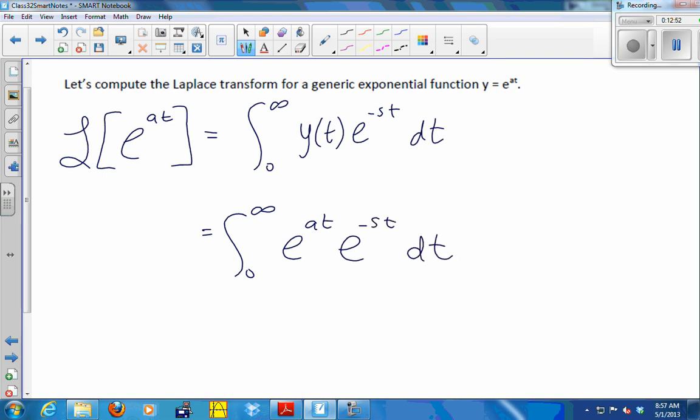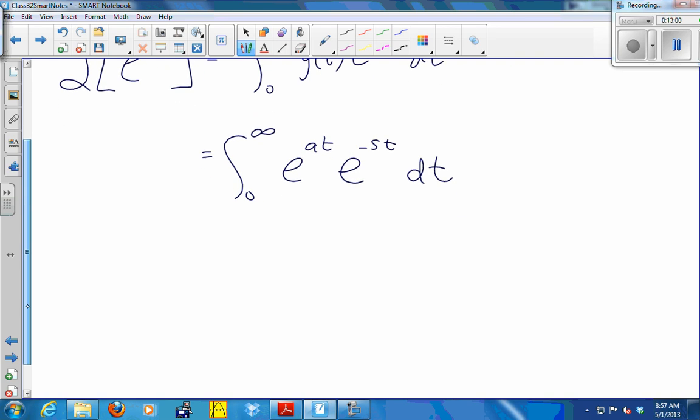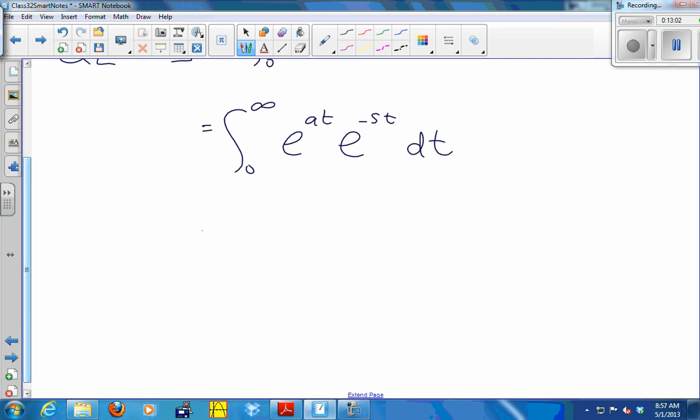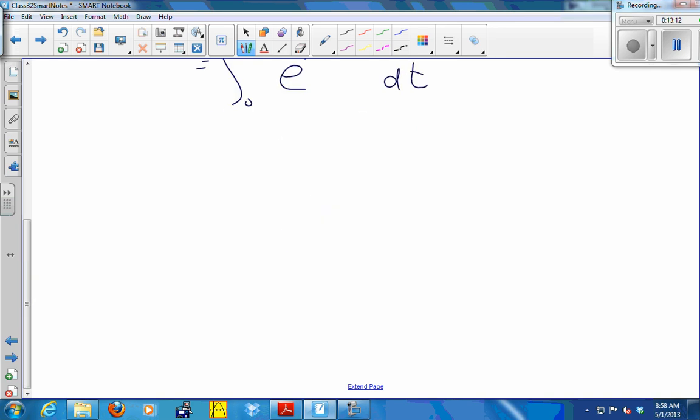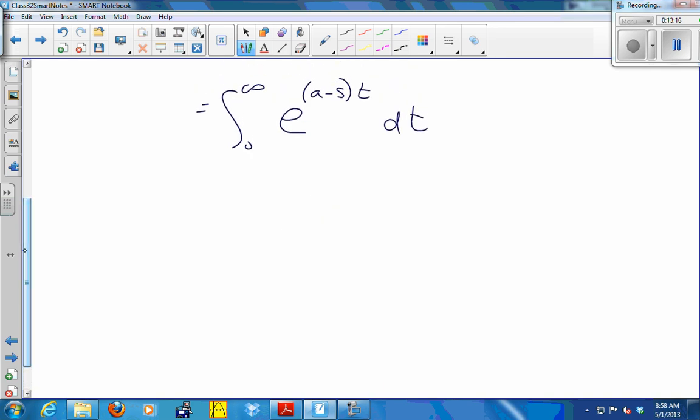So this is really going to nearly repeat exactly the example we just did. It's just that we had a 2 instead of an a. So it's almost the exact same calculations. Integral from 0 to infinity of e to the (a minus s)t dt. So my antiderivative would be 1 over (a minus s) times e to the (a minus s)t, evaluated from 0 to infinity.